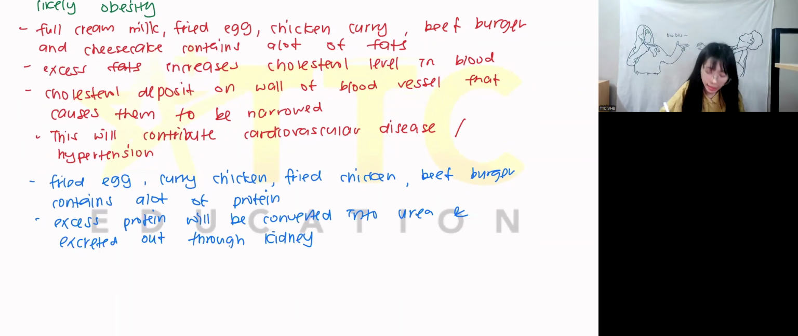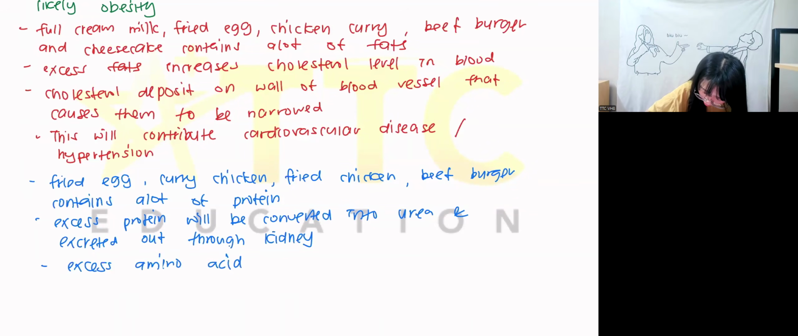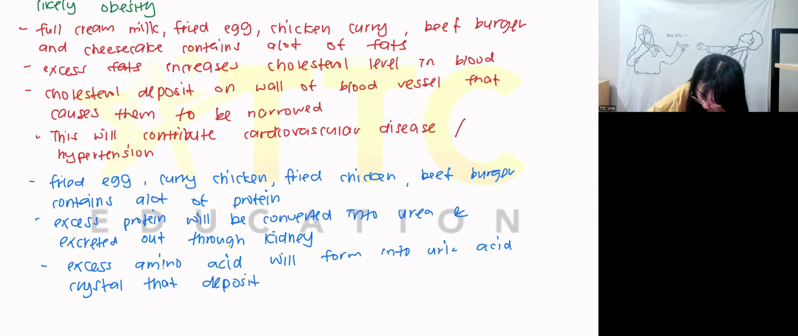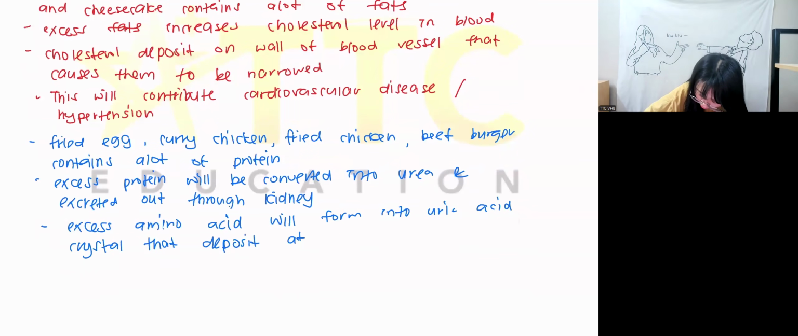Then we can also mention that excess amino acid will form into uric acid crystal that deposits at joint that leads to gout.